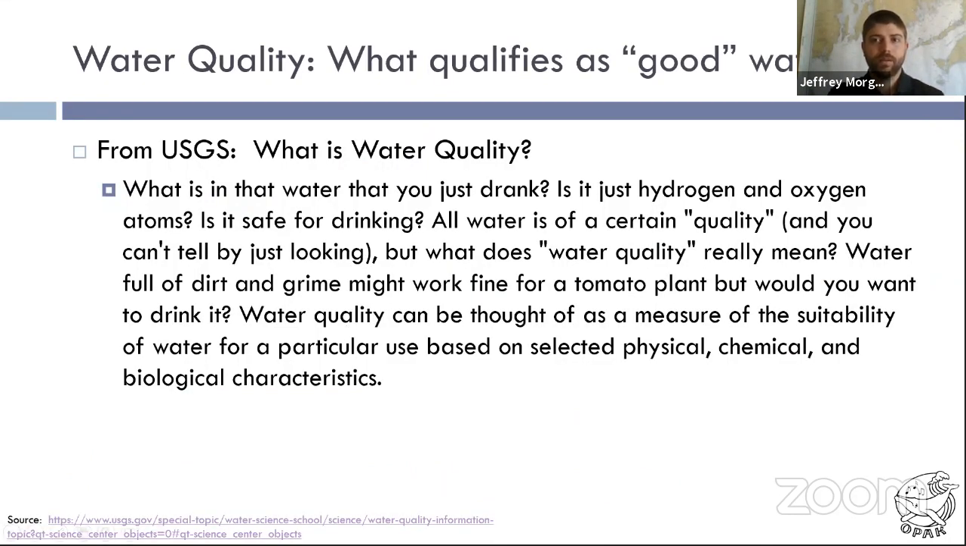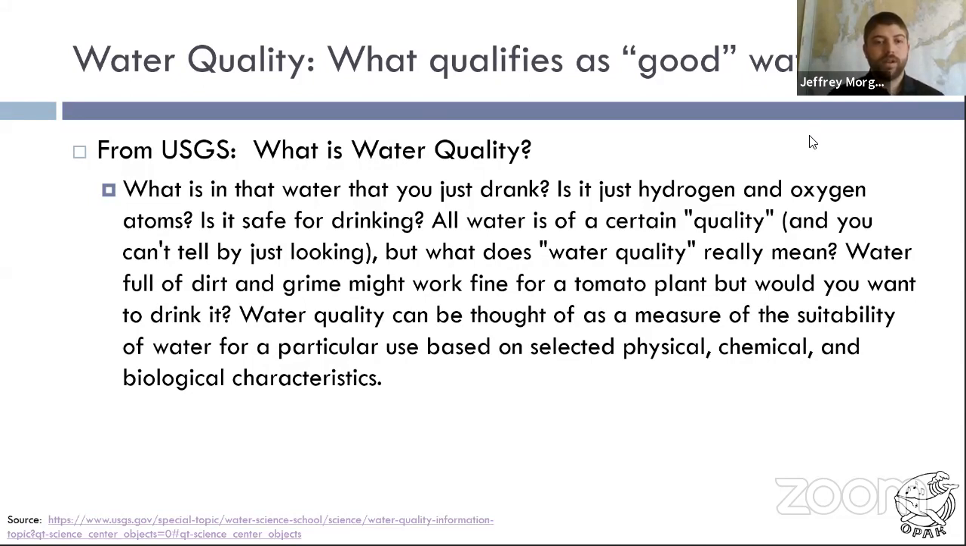So when we're talking about ocean chemistry, we often talk about water quality and what qualifies as good water or clean water. And it really depends on what you're trying to justify. Is the water safe for drinking? Is the water safe for swimming? Is the water safe for watering your garden? Is the water safe for fish to swim in? Is there enough oxygen in the water for fish to swim in?